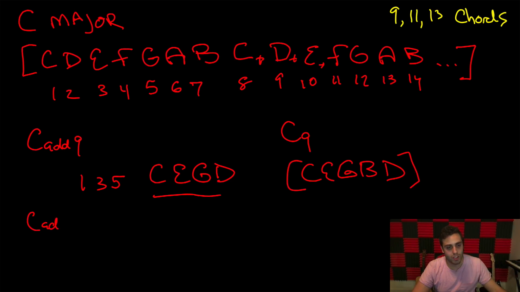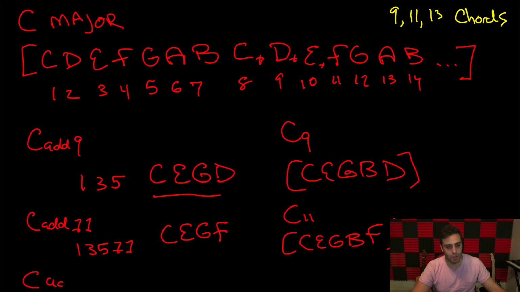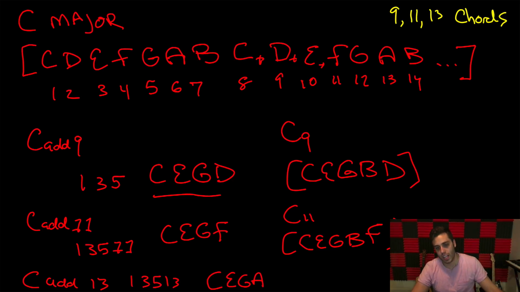Likewise, I'm hoping that you can figure out that a C add 11 chord would be 1, 3, 5, 11. So you would have C, E, G, and then 11, which is the F up an octave. So C, E, G, F would be a C add 11, and likewise a C11 is when you have the 7 in there too. So C, E, G, B, F is a C11, and you could do the same thing with 13. C add 13 would be 1, 3, 5, 13. So C, E, G, A up an octave. Likewise for C13.